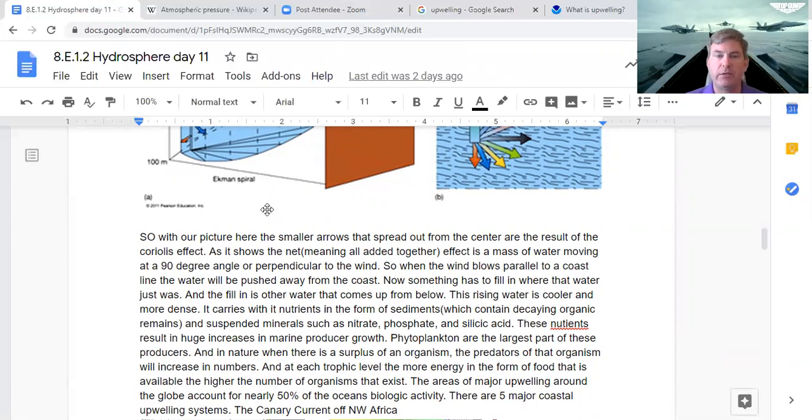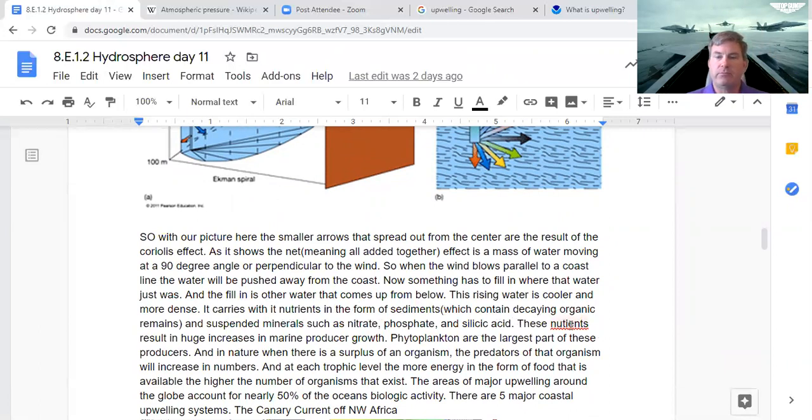So when the wind blows parallel to a coastline, the water will be pushed away from the coast. Something has to fill in where that water just was. And the thing that fills it in is the water that comes up from below. This rising water is cooler and more dense. It carries with it nutrients in the form of sediments, which contain decaying organic remains, and suspended minerals such as nitrate, phosphate, and silicic acid.